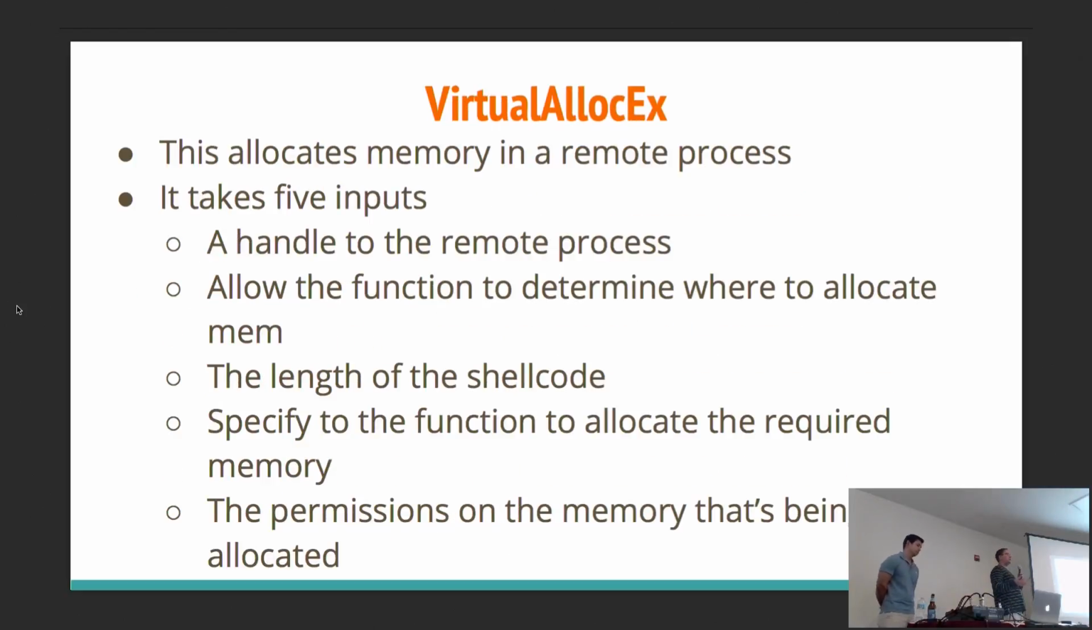VirtualAllocEx is basically the same thing as VirtualAlloc, except VirtualAllocEx is used to allocate memory in remote processes. So this would take in a handle which was returned by OpenProcess, allocate memory in that remote process, and again it's going to take all the other same information, like how much size do you need allocated? What are the memory protections that you need for that specific piece of memory?